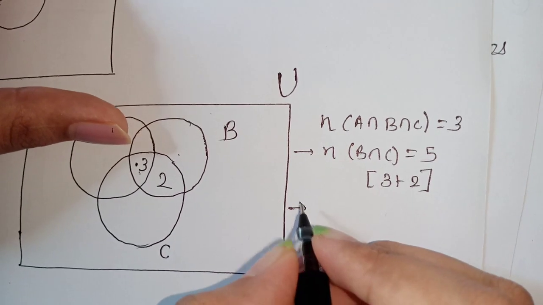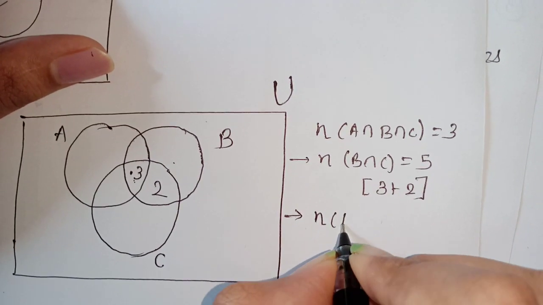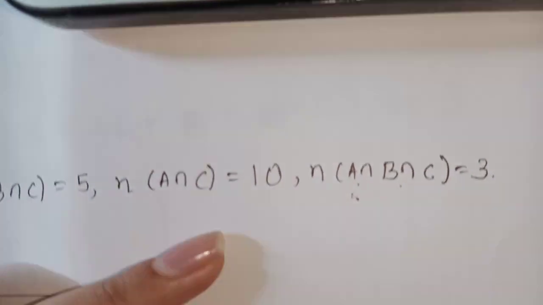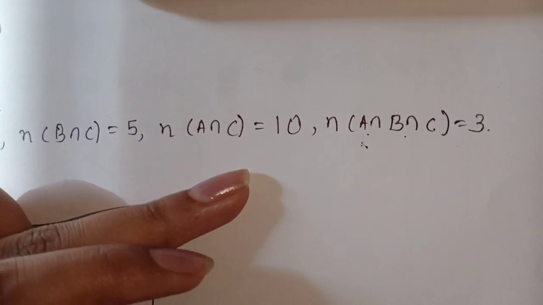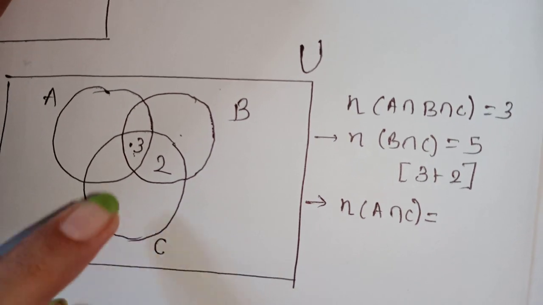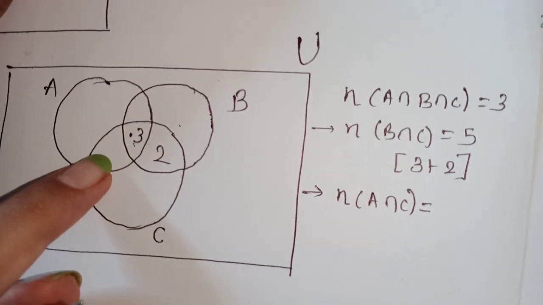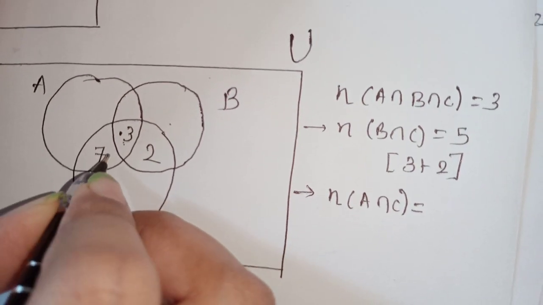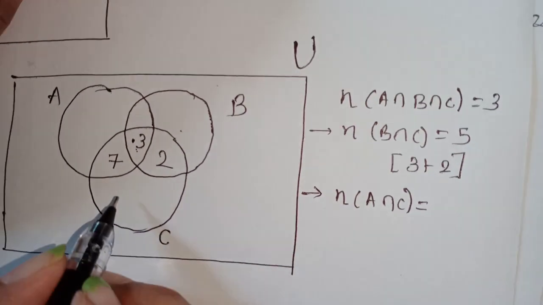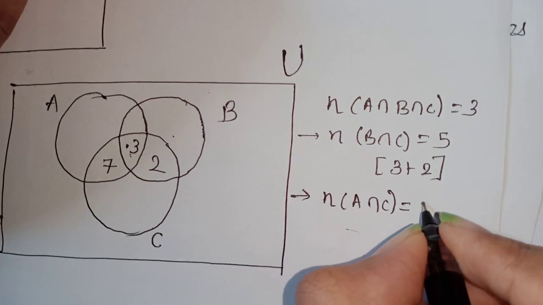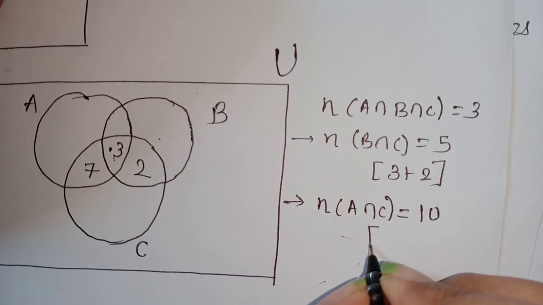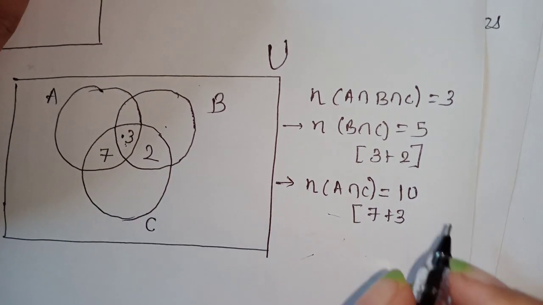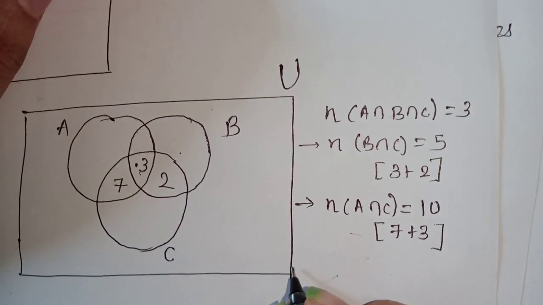Next is number of A intersection C. What is given? A intersection C is given as 10. So between A and C, 3 I have used here, so the remaining elements will be 7 between A and C, common elements. So I will write 10 over here, but how? 7 plus 3, because 3 I have already used here, so that is 7 plus 3.